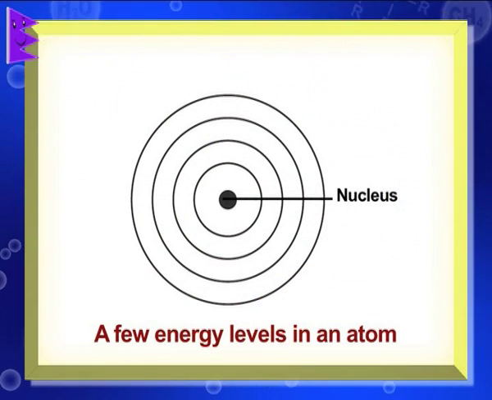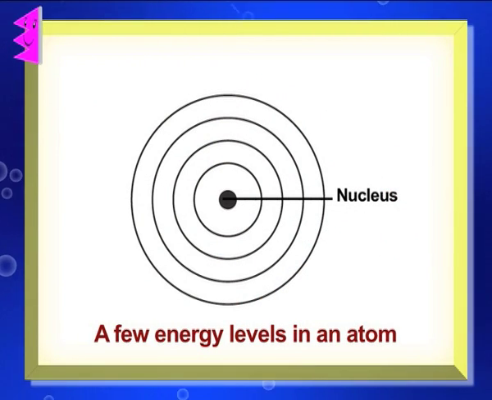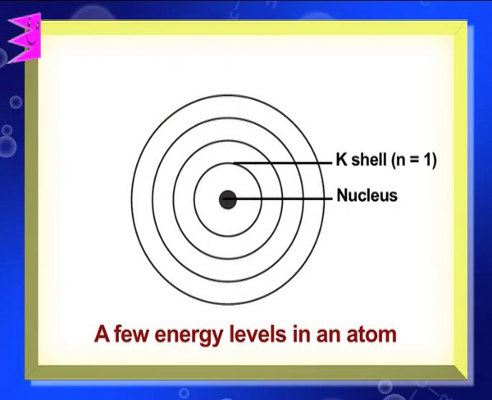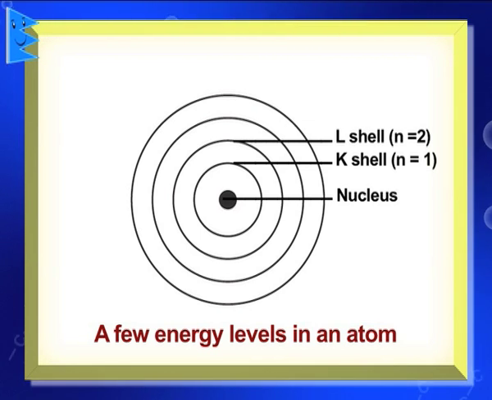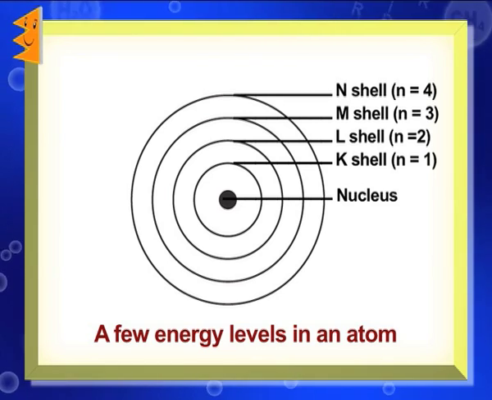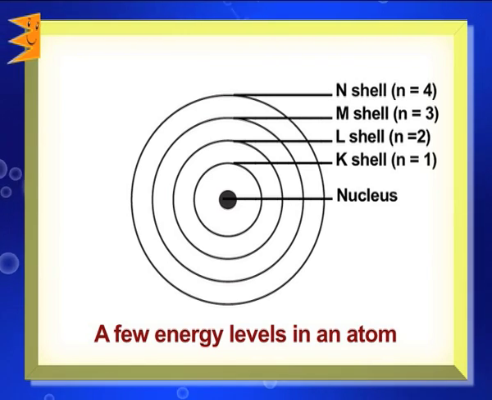The first shell is called K, second L, then M and N. So, now we know most of the mass of the atom is in the nucleus, in the form of neutron and proton, and electrons revolve around it in discrete orbits.